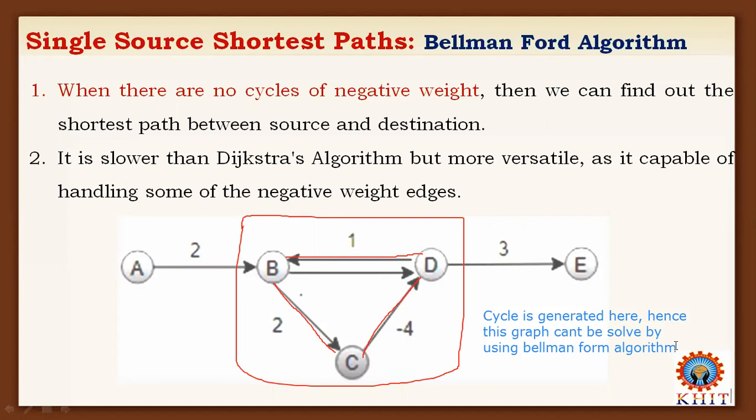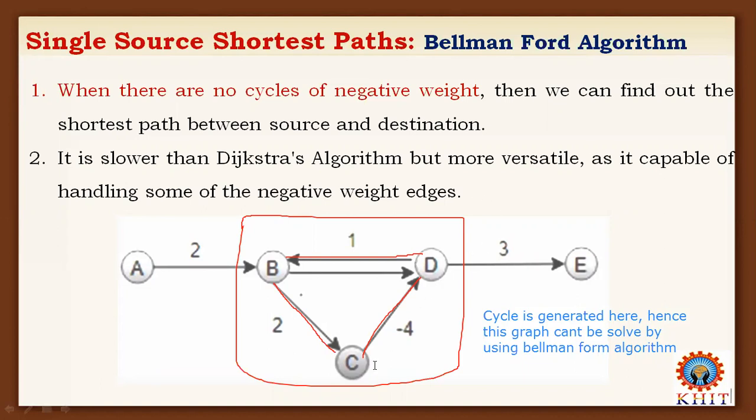So, friends, observe clearly, in examinations also, if this type of problem is given, it cannot be solved. This type of problem cannot be solvable. Why? Because in the given graph, a cycle is formed with negative edges. A cycle is generated with negative edges.